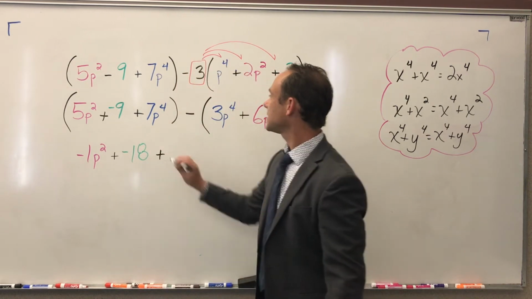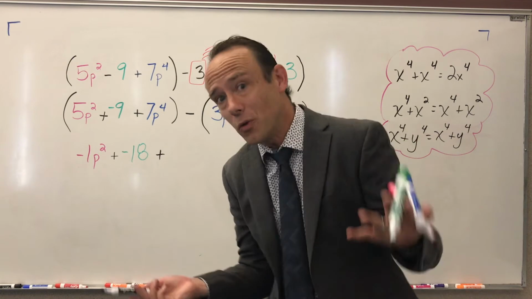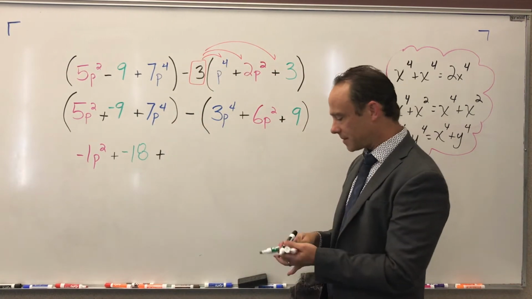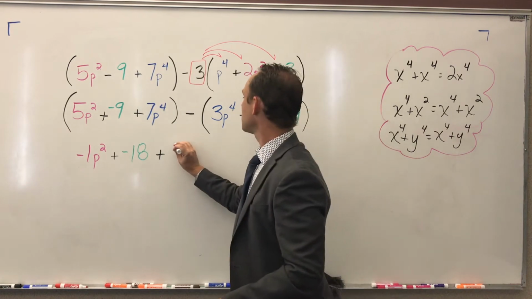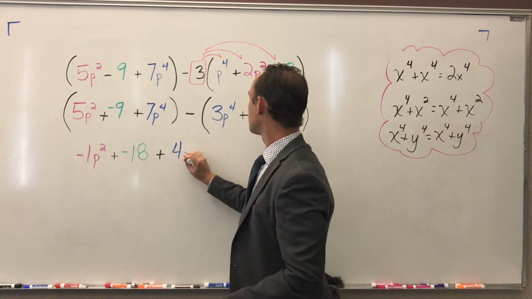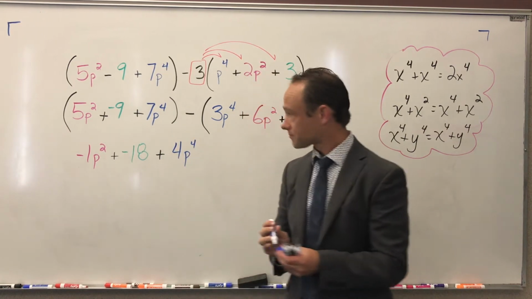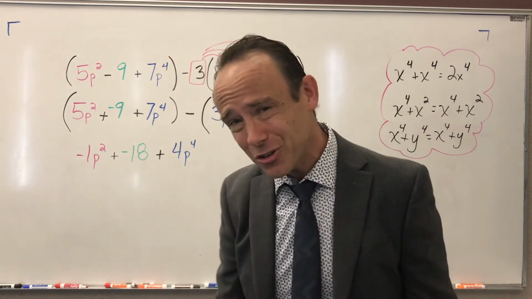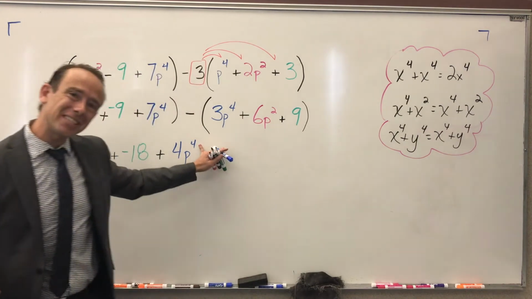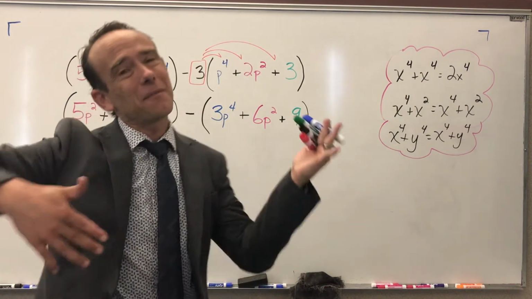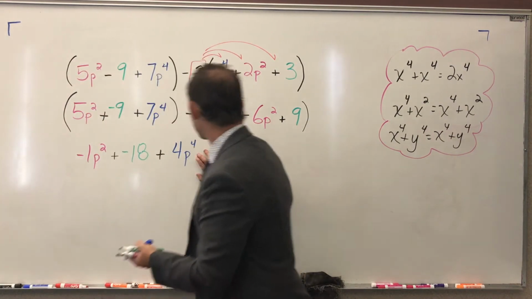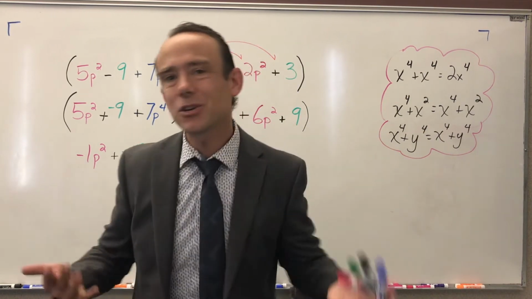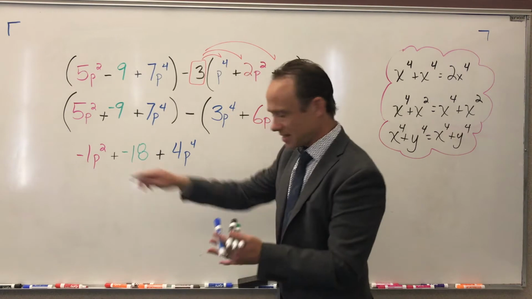And then we're going to see how many of these p to the fourths we have. So I have 7, and I'm going to take away 3, which is going to leave me with 4 p to the fourths. Now the last thing you probably want to do is put this into standard form, which says the largest exponent has got to come first because it affects the equation the most, so we want it in the lead.